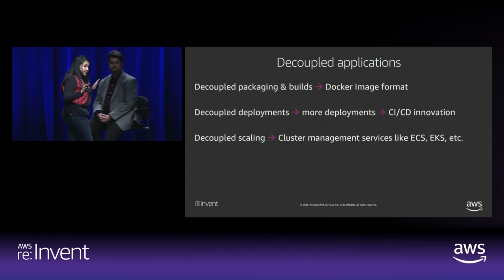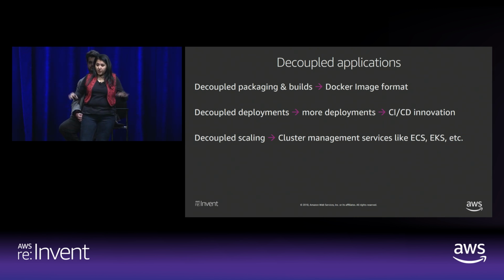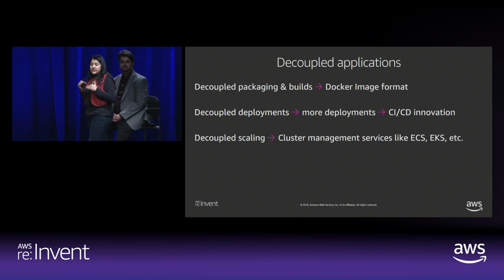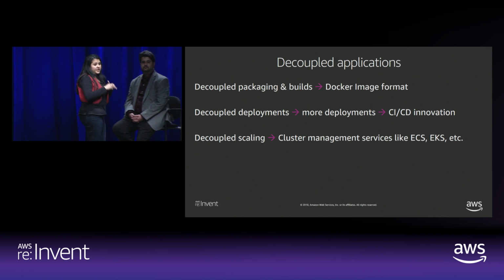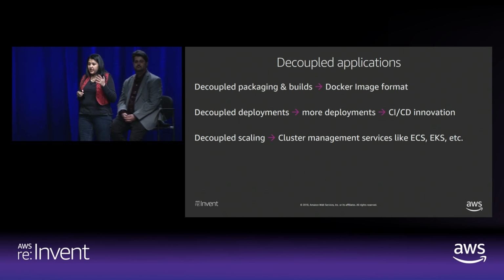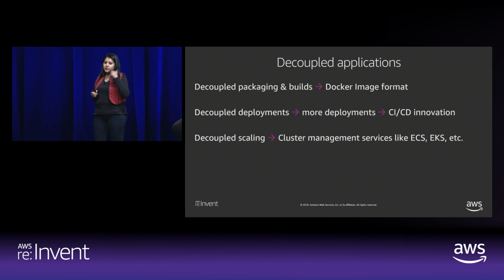There was a need to decouple the scaling of these applications. Again, we're not scaling at the VM level, we're scaling at the individual container level. And so there was a lot of investment over the past 4 or 5 years in the cluster management and orchestration space with solutions like ECS and Kubernetes and EKS.